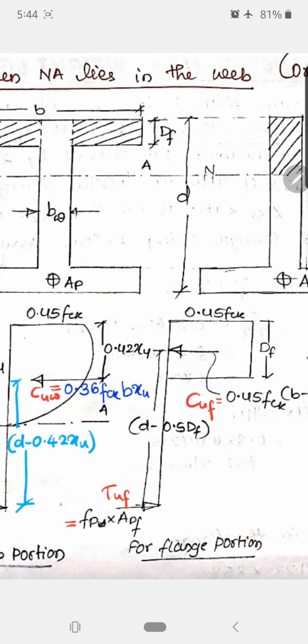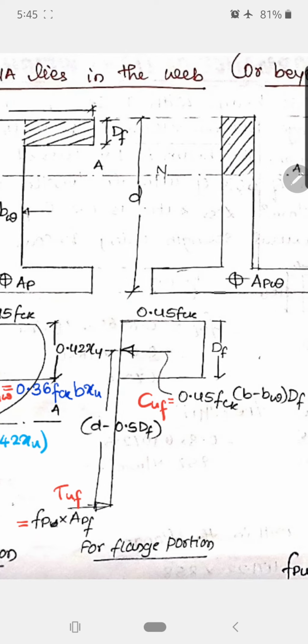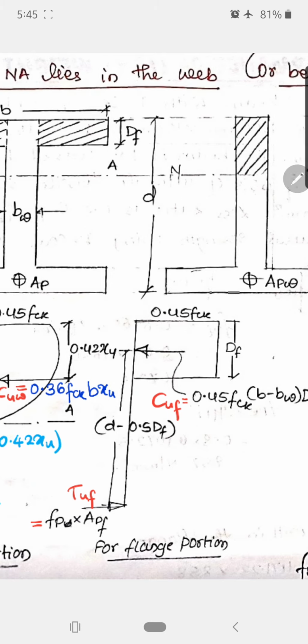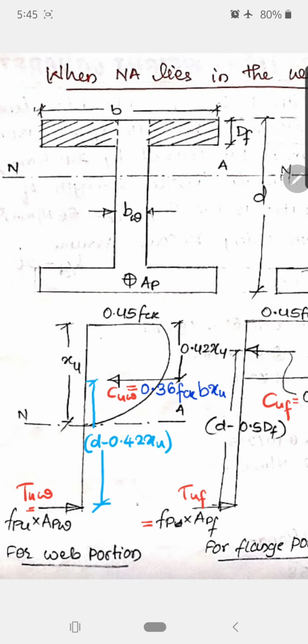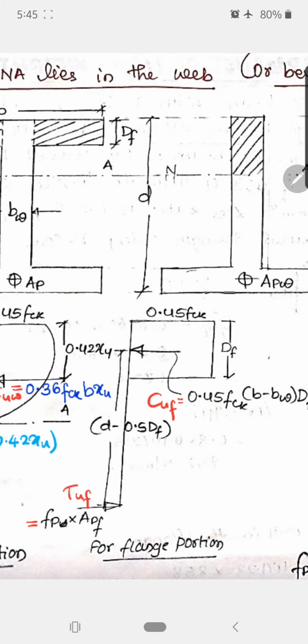Now if you consider the stress block for the flange section, which is a rectangular stress block, CUF is the total compressive force for the flange and TUF is the total tensile force for the flange. The lever arm is D minus 0.5 DF, where DF is the depth of the flange. So CUW is 0.36 FCK B XU and TUW is FPU into APW. CUF is 0.45 FCK (B minus BW) into DF. TUF is FPU into APF.